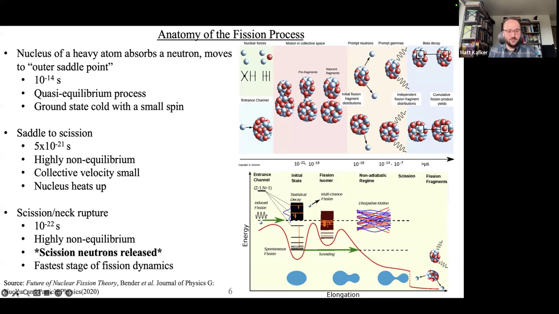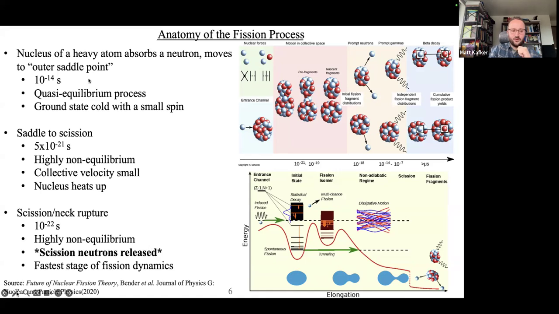Hopefully we can internalize much more of this. The first stage here is the entrance channel, moving from this frame to this frame. The nucleus of a heavy atom absorbs a neutron and it moves to what we call the outer saddle point. The outer saddle point refers to this point here on what we call the potential energy surface, the energy versus deformation, where the nucleus looks roughly like this. I'll refer to the outer saddle point a number of times during the course of the talk. The nucleus will look like this.